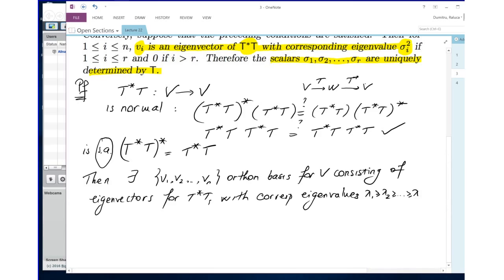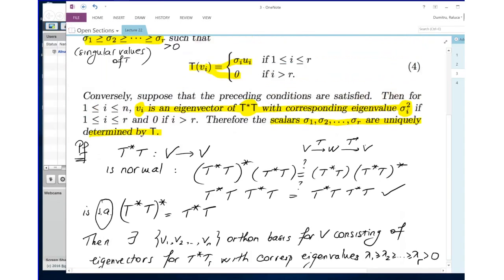And by the way, I'm allowed to put them in decreasing order because they are real numbers, right? T star T is self-adjoint, and we just proved as a corollary that any self-adjoint operator has real eigenvalues only, right? If they were complex, I couldn't arrange them in increasing or decreasing order. But anyways, they are real and positive. Being so, let's say the first r of them are positive. So let's work with those now.